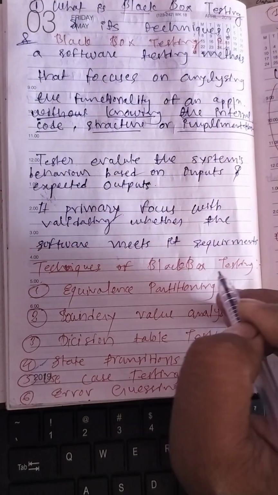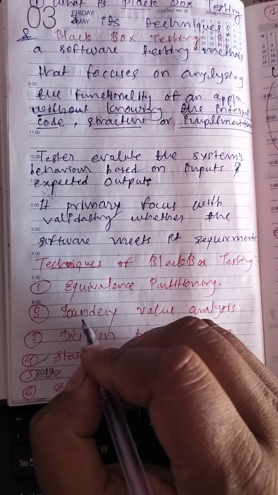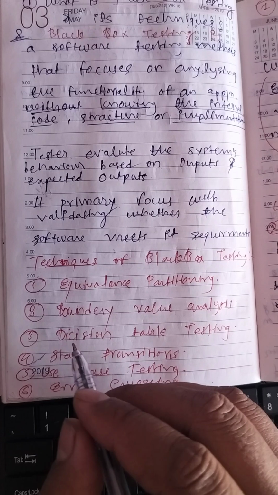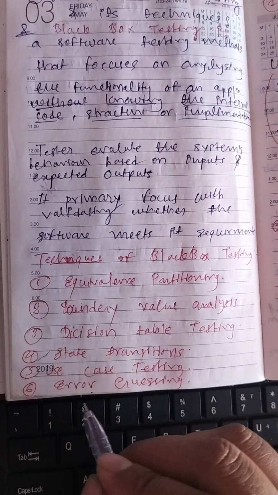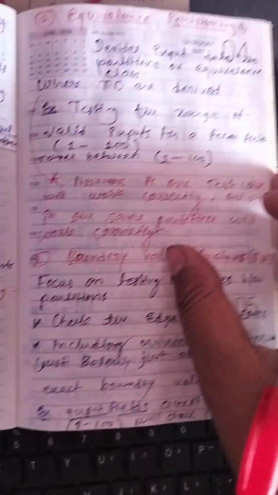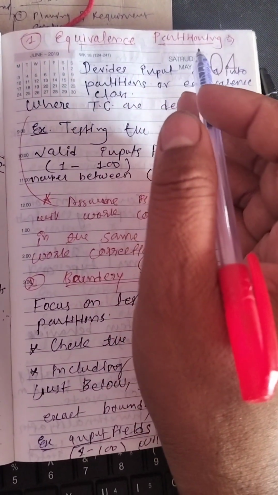Techniques of black box testing. First, equivalence partitioning. Second, boundary value analysis. Third, decision table testing. Fourth, state transitions. Fifth, use case testing. And sixth, error guessing. So first we will discuss equivalence partitioning.